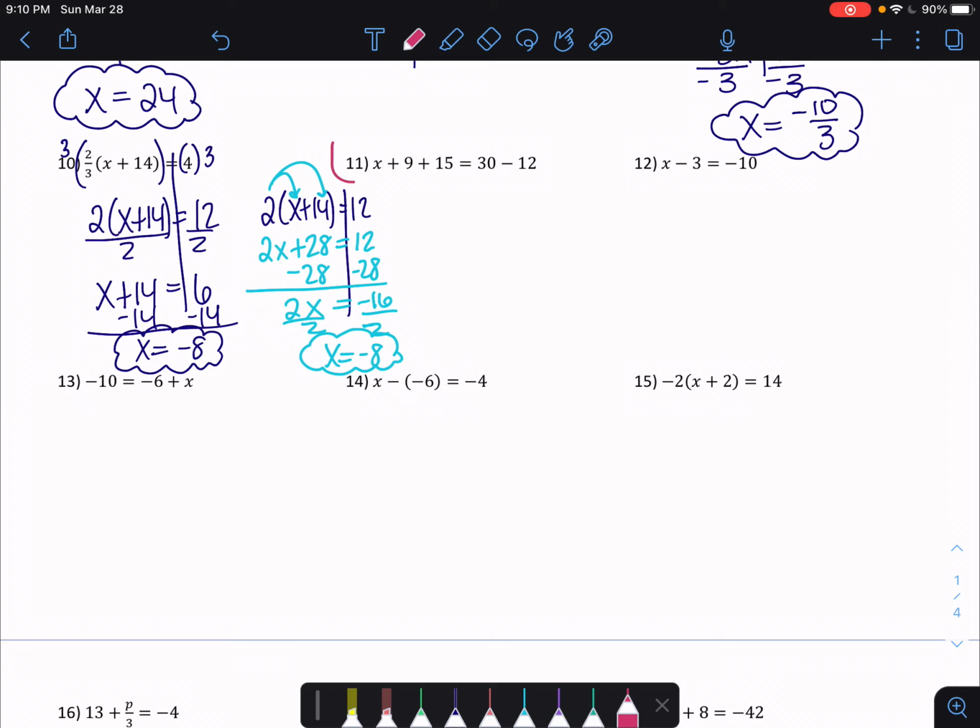For number 11, so let's kind of separate this here. For number 11, I'm going to combine like terms first. So 9 plus 15 is 24. So x plus 24 is equal to, and then I'm going to combine like terms on this side because they are on opposite sides of the equal sign. So 30 minus 12 is 8. And then I can solve by subtracting 24 from both sides. So x equals negative 16.